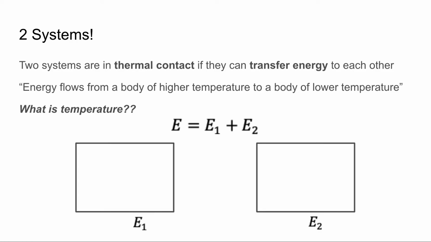So let's say I have two systems represented by these two boxes. Let's say right now they are isolated from one another. The first one has energy E1 and the second one has energy E2.